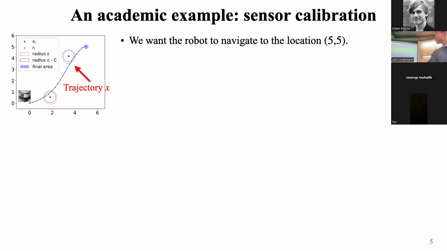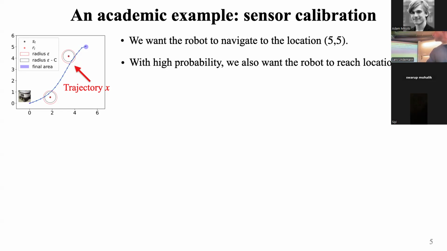So now the next question is, can we use these regions to do control design? We have obtained information about how close our sensor measurement is to the region. Could we design a motion plan for a robot to result in a trajectory that visits these two regions and ends up in a final area? Specifically, we want to navigate the robot to this final location 5,5. And with high probability, we also want the robot to reach the regions R1 and R2 along the way.